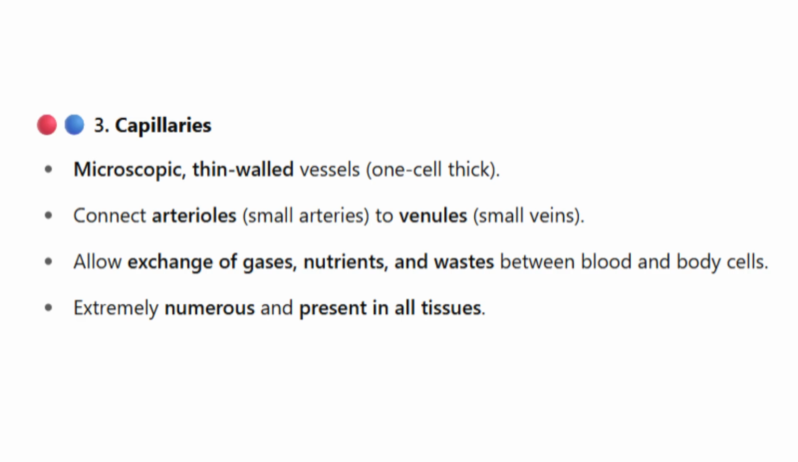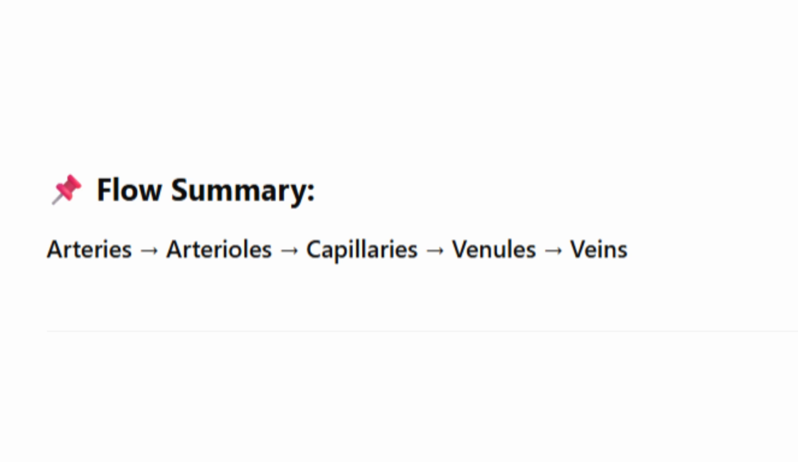3. Capillaries. Microscopic, thin-walled vessels, 1 cell thick. Connect arterioles (small arteries) to venules (small veins). Allow exchange of gases, nutrients, and wastes between blood and body cells. Extremely numerous and present in all tissues. Flow summary: arteries, arterioles, capillaries, venules, veins.